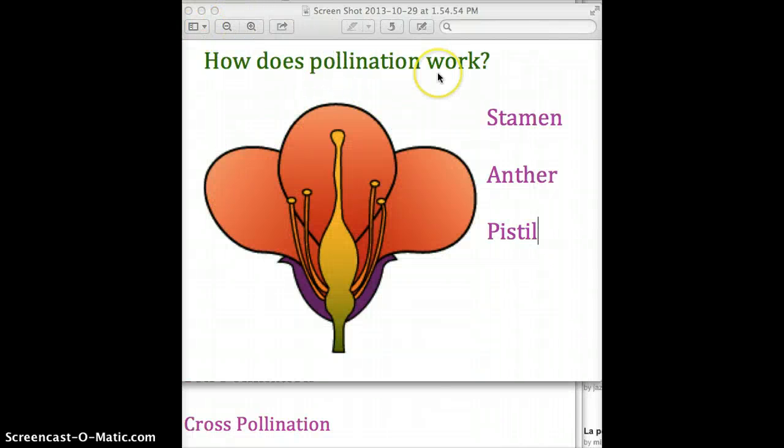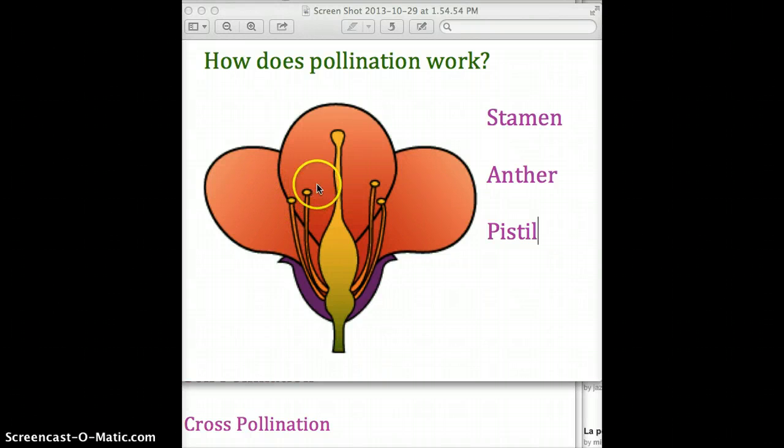Now, how does pollination work? Well, there are three main parts of a flower that are necessary for the process. Pollen is made in the stamen of the flower, which are each of these four long, skinny tubes you see here in the picture. The small circular portions on top of the stamen is called the anther. And this is where the pollen is found after it's made. These are typically sticky, and this is where most of the pollen is going to be found.